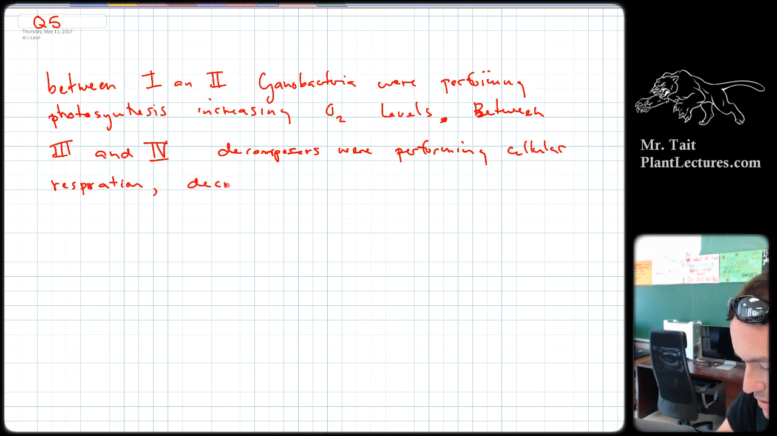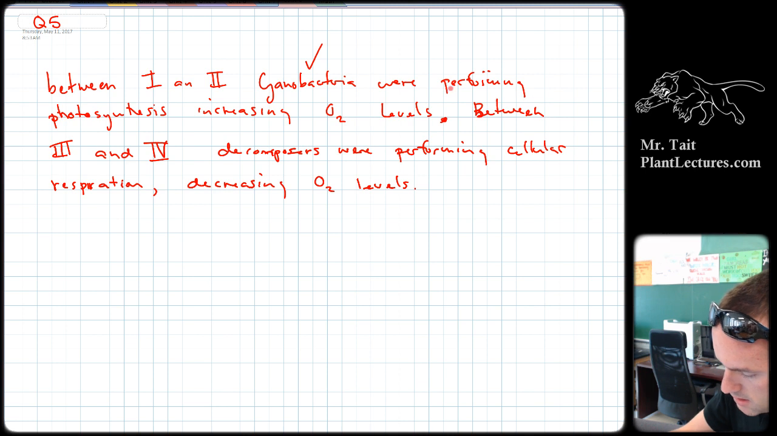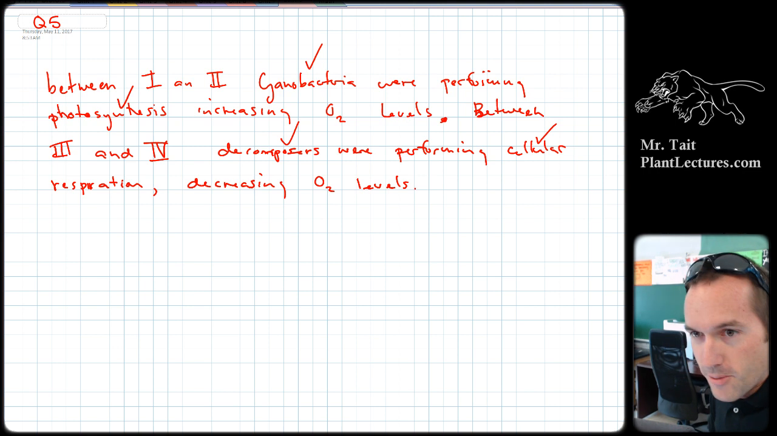Decreasing O2 levels. Something like that. Okay, and then so that's cyanobacteria, photosynthesis, decomposers, cellular respiration. If I was an AP grader, this would be the question that I would want to grade.